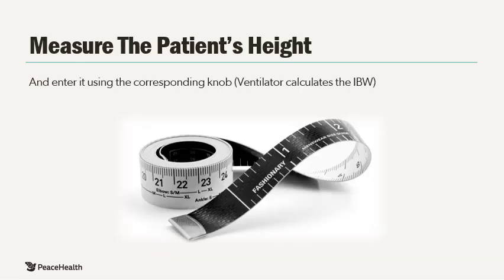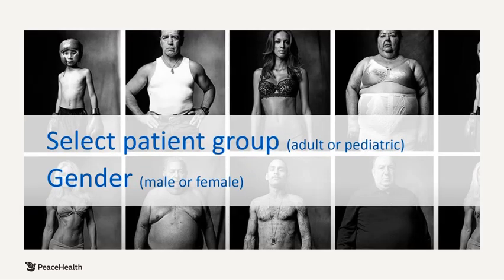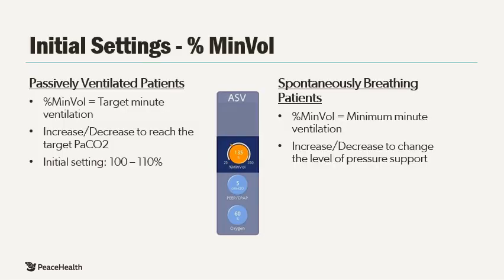Next, we must have the correct gender and height and enter it into the ventilator in order to achieve the correct ideal body weight settings. Gather this information, select the patient group, and then enter the ideal body weight. Setting the percent minute volume.